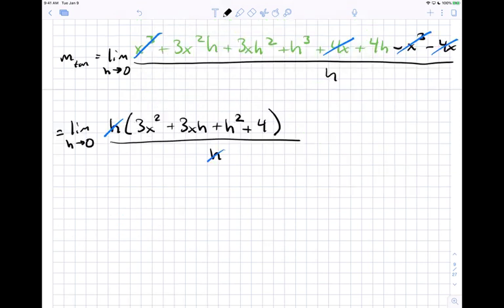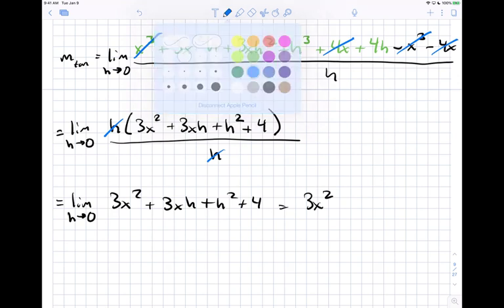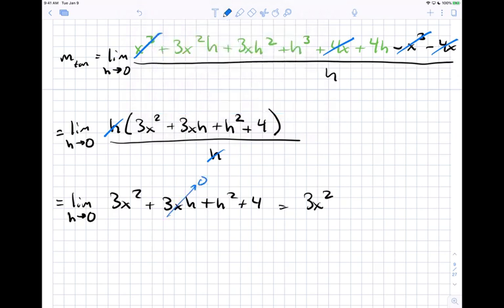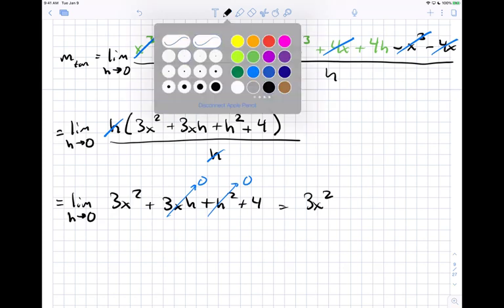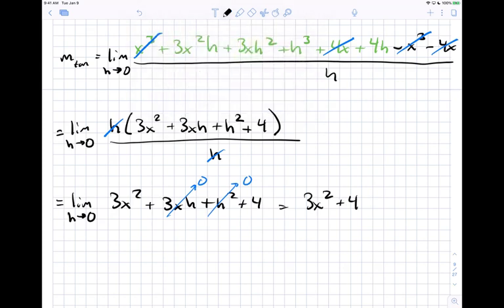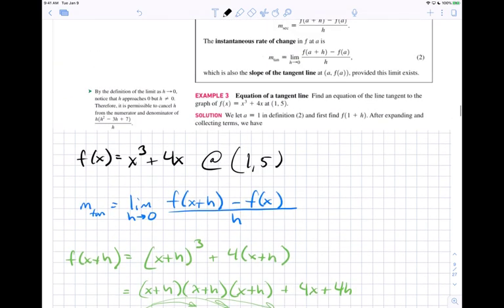Anyway, now we have the limit as h goes to 0 of 3x squared plus 3xh plus h squared plus 4. That's going to be equal to 3x squared, so basically our h's become 0. This is going to go to 0, this is going to go to 0. So we're left with 3x squared plus 4. And let's see what the question asks us to do. Find the equation of the tangent line, and I think we're done.